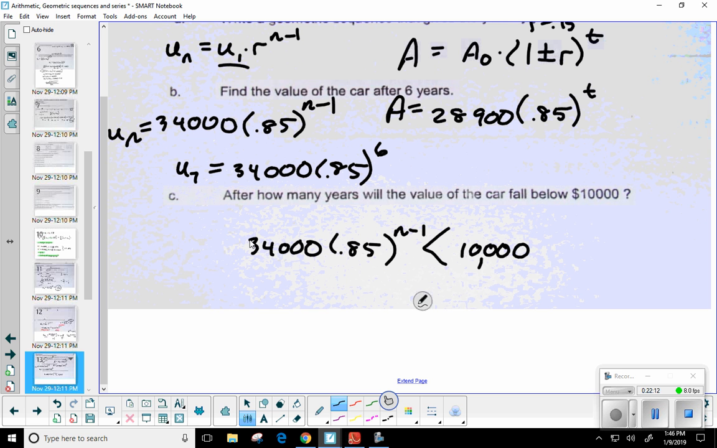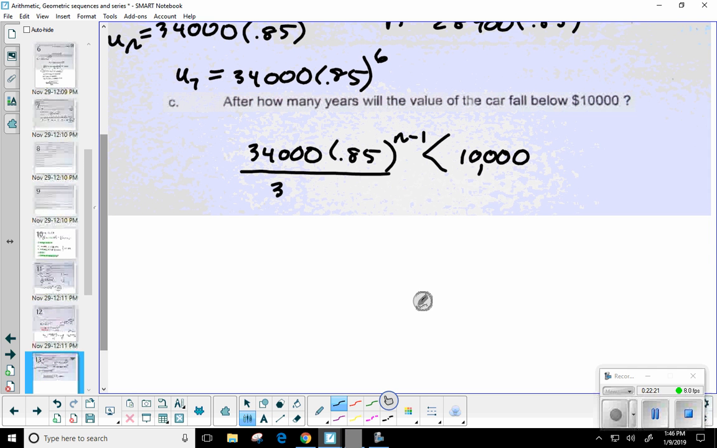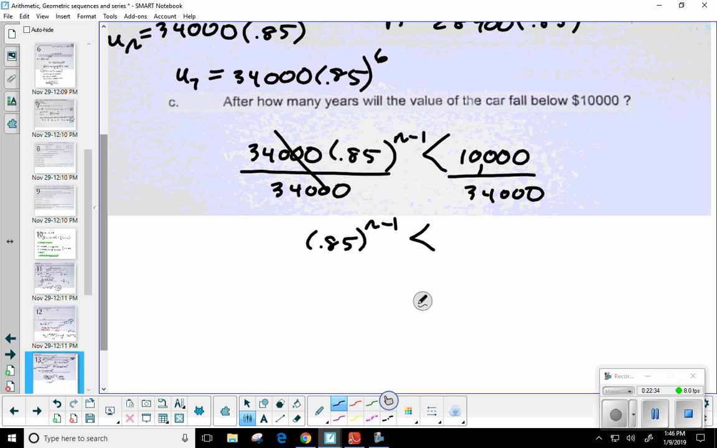Okay. Now, we could go ahead and run through this. In fact, how would I solve it if I were to go by hand? Okay, let's divide by 34,000. What's the word I'm fishing for that we talked about yesterday? It starts with an L. Logarithm. Okay, so that's going to cancel. 0.85 to the n minus 1 is going to be less than, and what would that be? I'm ending up with 5/17. Okay. And then now what?